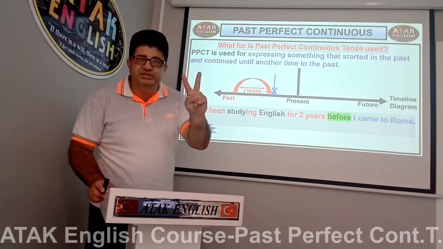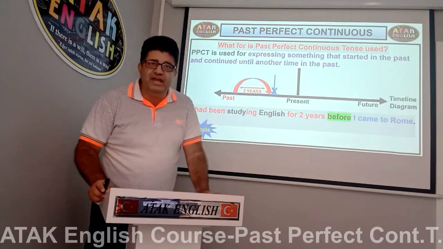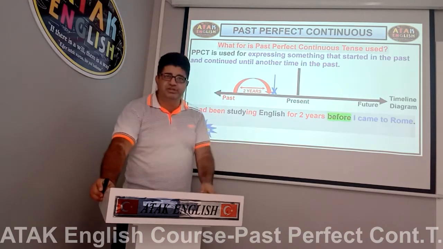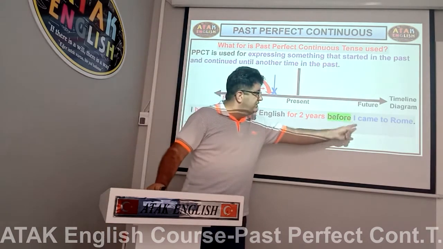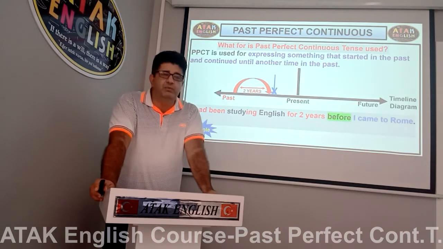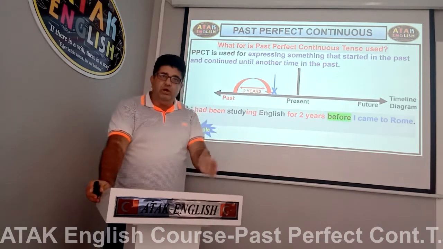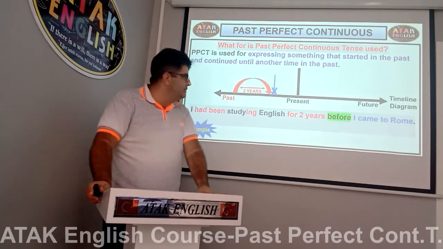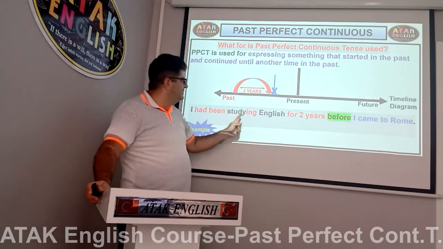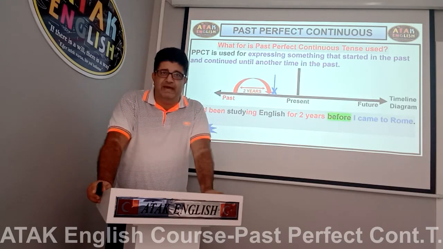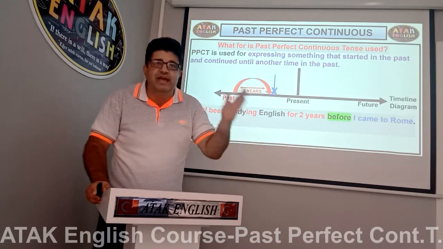We've got two actions here, and both of the actions are in the past. What are they? Action number one, had been studying English. Action number two, came to Rome. Which one is the first? Which one is the after? Why do I want to learn that? Why do I want to know this? Because the one before another action is supposed to be in past perfect continuous tense. That's why I need to know which action of these two actions in the past is before, which action is after.